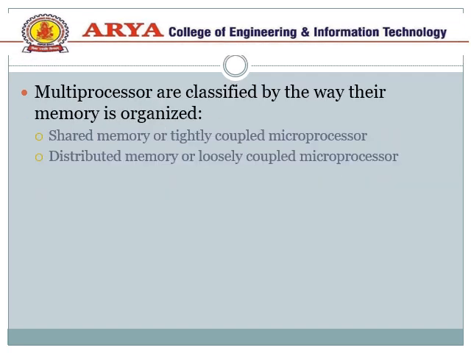Multiple processors are classified by the way their memory is organized. First, shared memory or tightly coupled multiprocessor. Second, distributed memory or loosely coupled multiprocessor. These topics were discussed in the previous slide, lecture number 2.